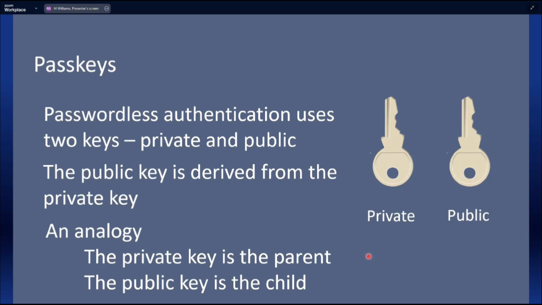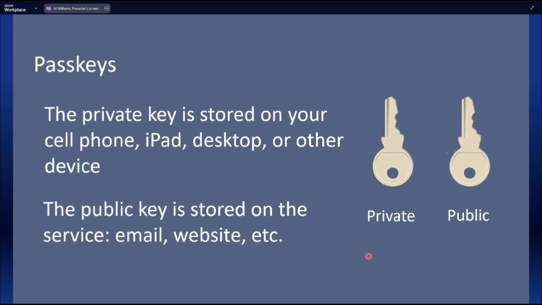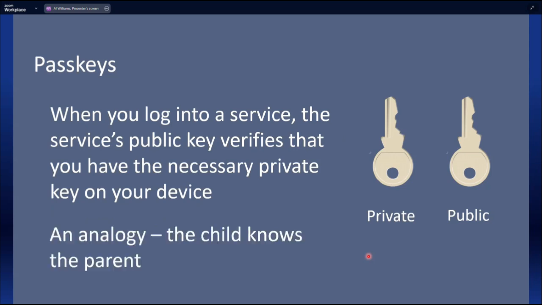One way to think about this is that the private key is the parent and the public key is the child. Now, the private key you hold on to. It's either stored on your cell phone, an iPad, a desktop, or whatever other device you are using. The public key is stored on the service you're going to use. For instance, it might be email, it might be a random website, but whatever the service is that you're going to use, they would have the public key. When you log into that service, the service's public key verifies that you have the necessary private key on your device. Or to say it a little bit differently, the child knows who the parent is.